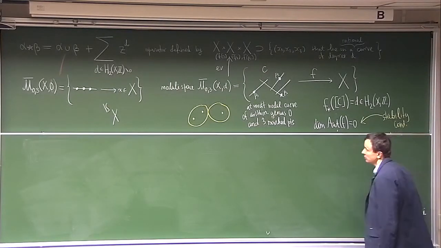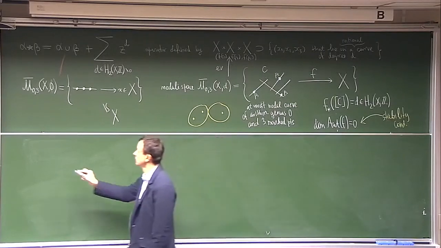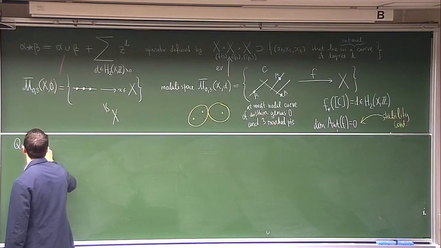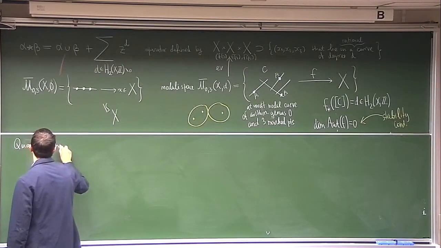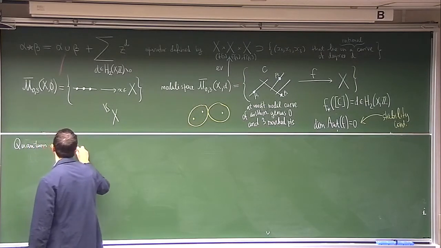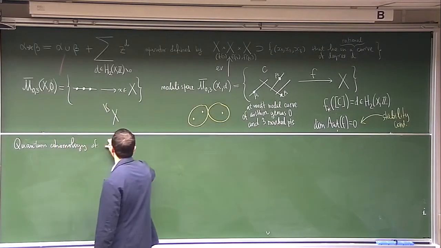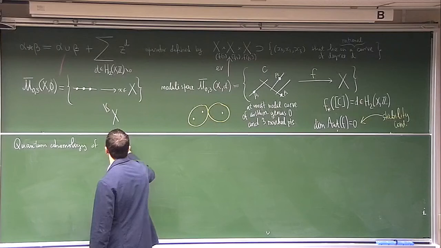So for first computation, let's do quantum cohomology of Pn minus 1.